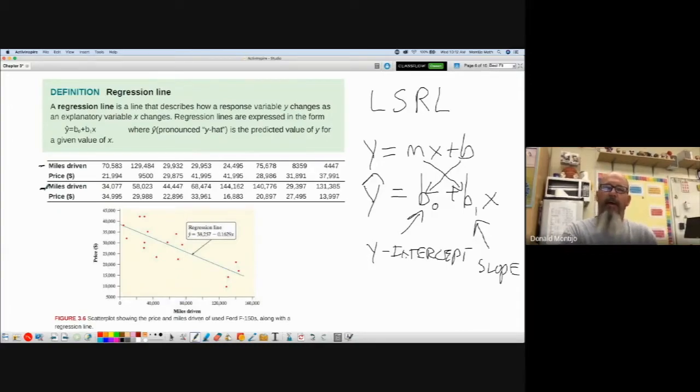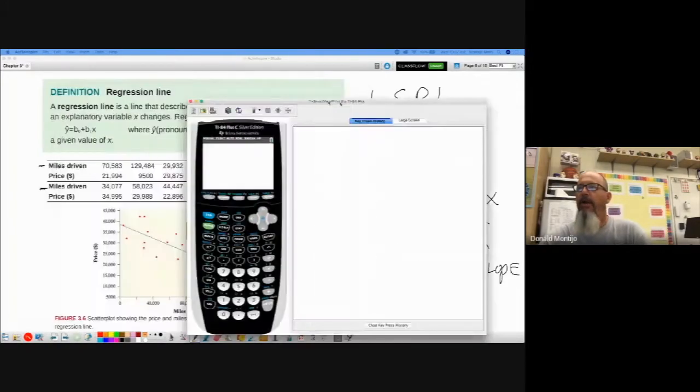So I know the amount of miles on the vehicle. Can I use that to predict the sell price? So you can see they randomly went to an Auto Trader magazine and they picked out different Ford F-150s with different amounts of miles and how much the truck was sold for. So let's take a look at how we would come up with this line on our calculator. So everybody should have a TI graphing calculator now. So let's grab this guy and bring him over here and take a look.